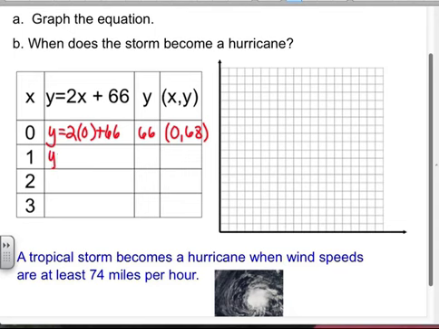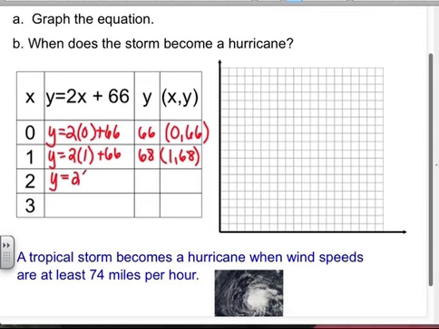The next one. 2 times 1, which is 2. Add 66. That gives you 68. That ordered pair is (1, 68), which I just realized I wrote a 68 up here and I shouldn't have. I'm so sorry. Did that confuse you? How about that? Is that better? Thank you. Sorry.